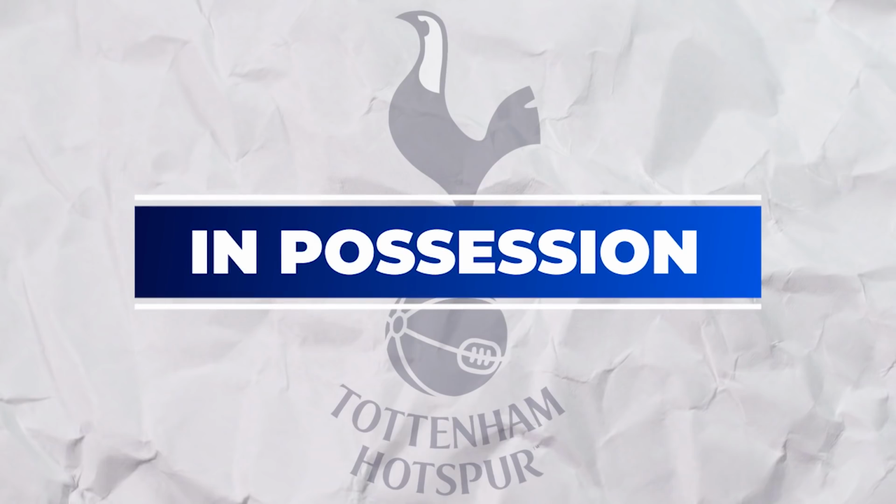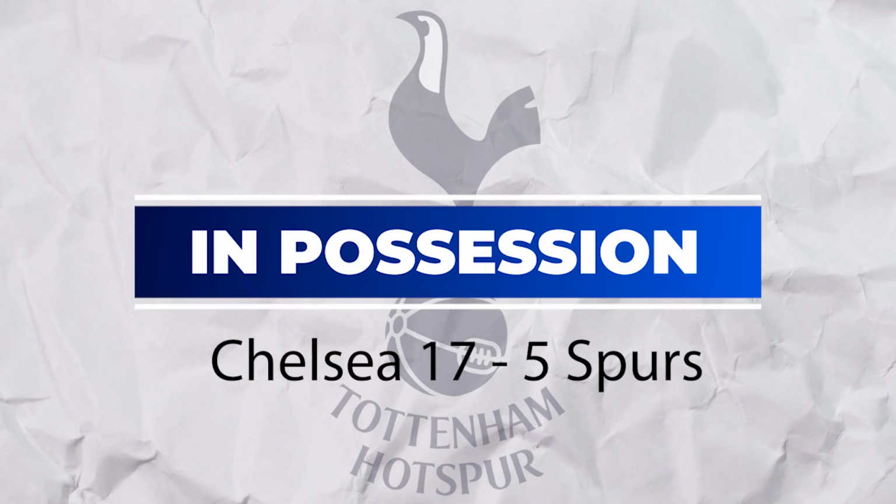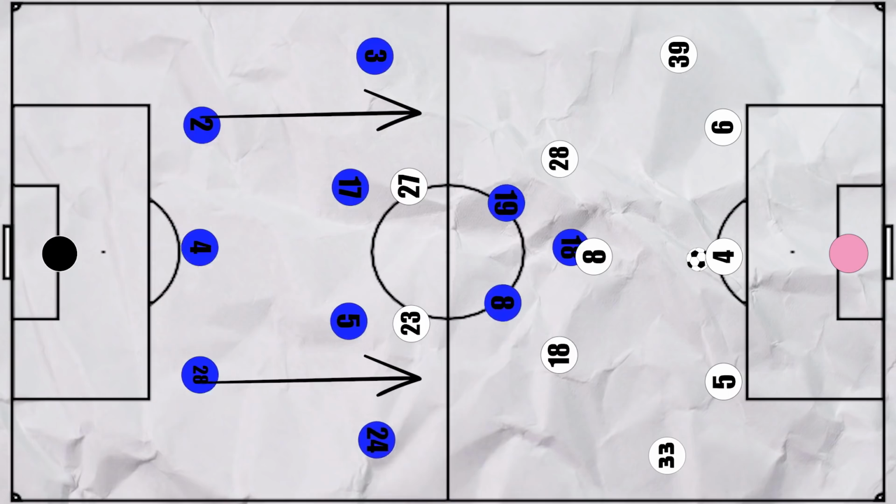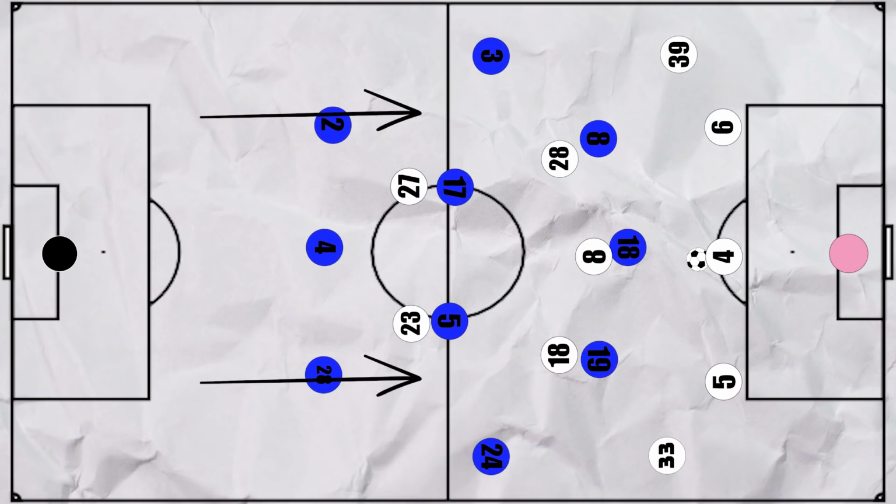Now let's look at how Spurs looked to attack. They did only have 5 shots compared to 17, as they struggled in the absence of Kane and Son. When the Spurs centre-backs had the ball, their wing-backs in Tanganga and Davies weren't particularly attacking. At the same time, Chelsea pressed high and relentlessly in the first half.